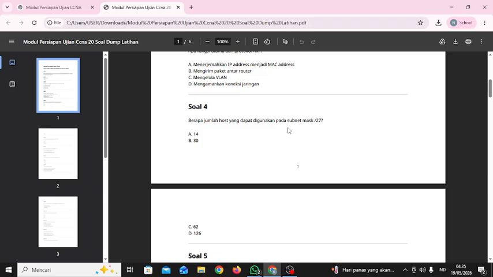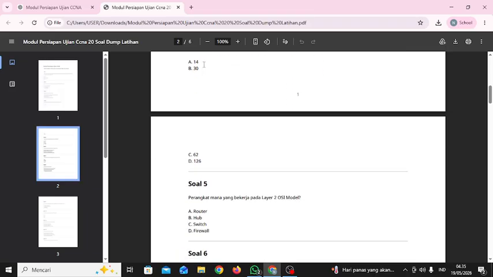Okay, A 14, B 13, C 62, and D 126. Okay, and the correct answer, that is B, 13.